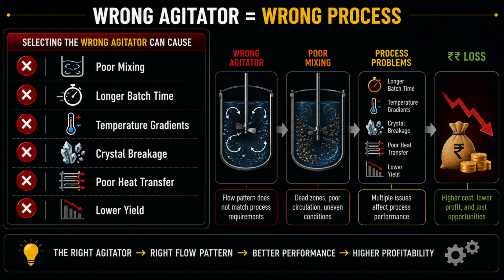By now, you've probably realized that selecting an agitator isn't just about mixing. It influences the entire manufacturing process. The wrong agitator can increase reaction time, create temperature gradients, damage crystals, reduce heat transfer, and even lower product yield. Let's look at a few real engineering scenarios.